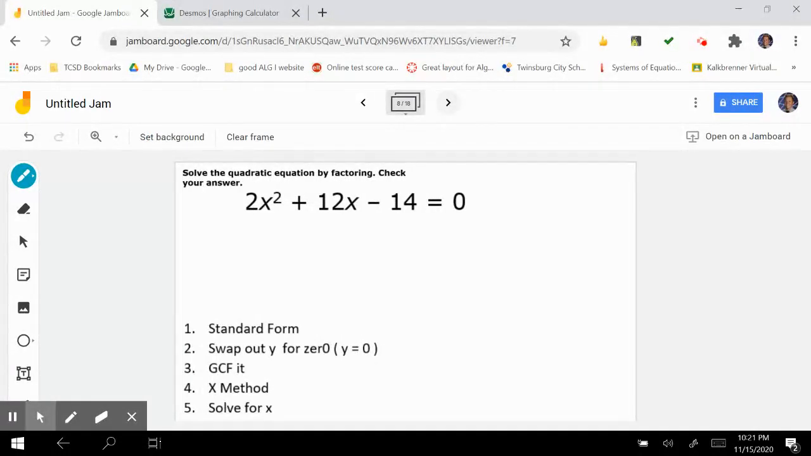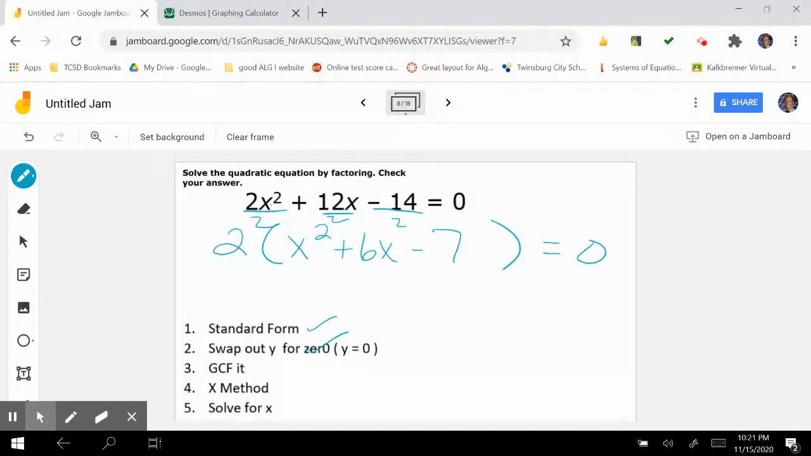Now here, let's see. Is it in standard form? x squared, x, constant, good. Check that off. Is it set equal to 0? Yep, so I checked that off. Can I GCF this problem? 2, 12, and negative 14. Looks like they have what in common? A 2. So that's going to simplify this to x squared plus 6x minus 7, and that still equals 0. What did I do? I divided each term by the GCF, which was positive 2. 2 divided by 2 is 1, x squared, and so on.